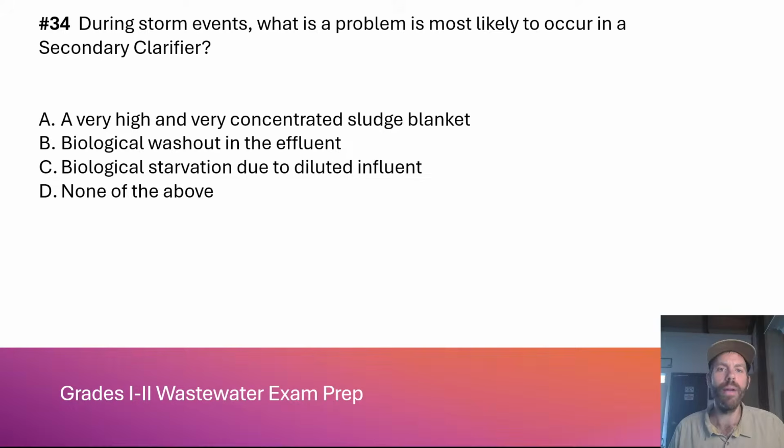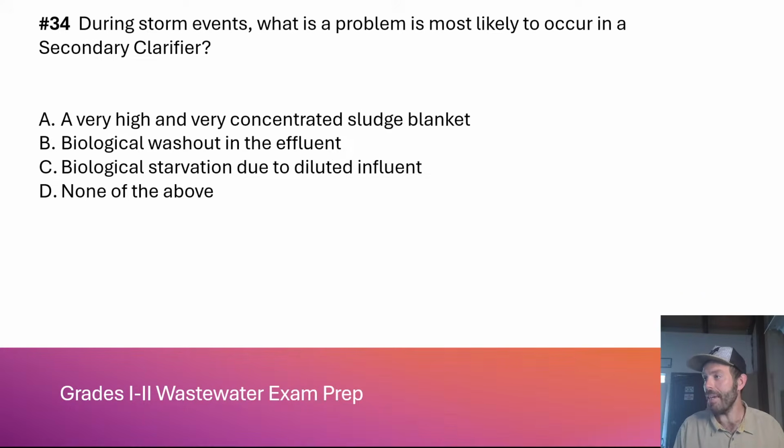I wrote that weird. What problem is most likely to occur in a secondary clarifier? A, very high and very concentrated sludge blanket. B, biological washout in the effluent. C, biological starvation due to diluted influent. D, none of the above. Which one's going to happen when you're having a storm event? Most likely to happen to your secondary clarifier.